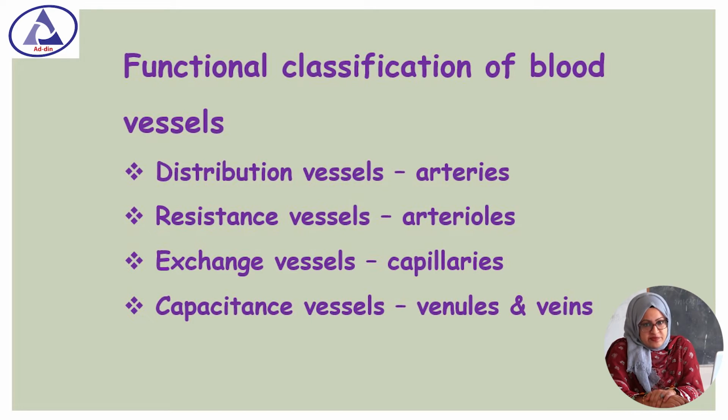Functional classification of blood vessels. The blood vessels in our body are classified into 4. Number 1 is the distribution vessels, which are the arteries. Number 2 are the resistance vessels, which are the arterioles. Number 3 are the exchange vessels, which are the capillaries, and lastly the capacitance vessels, which are the venules and the veins.